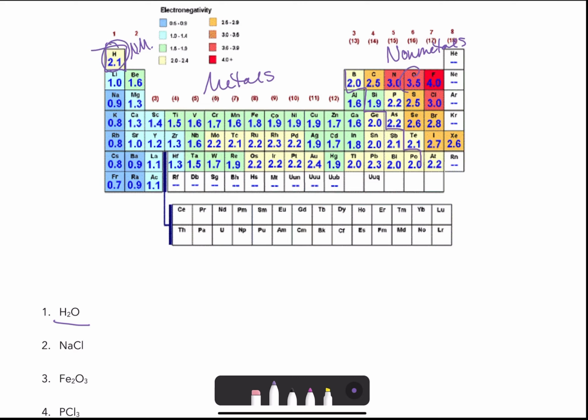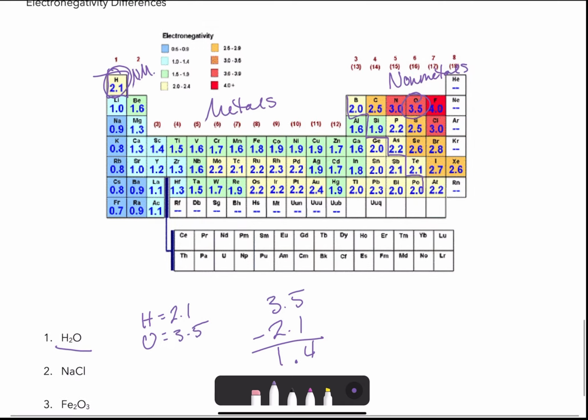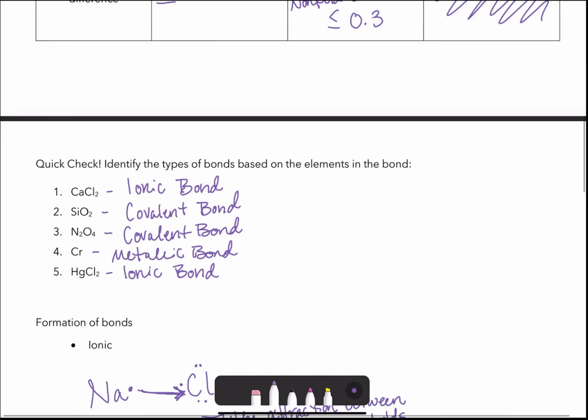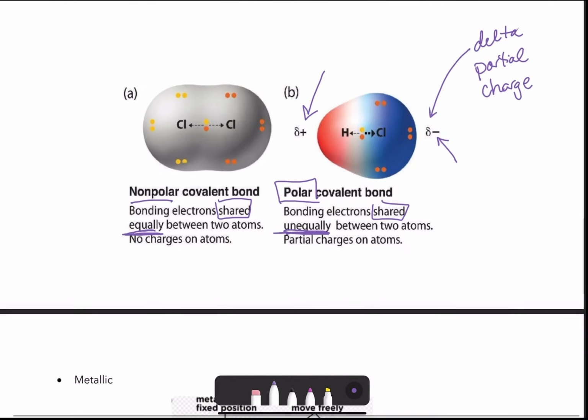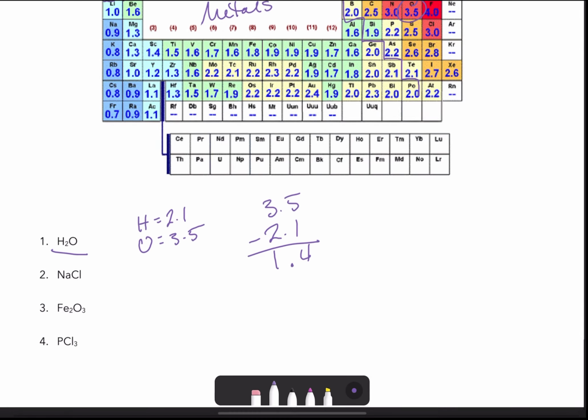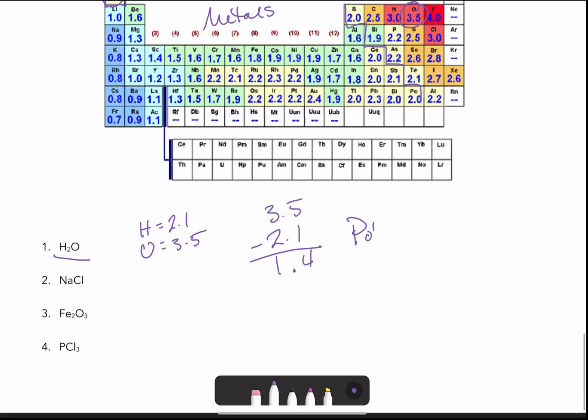Hydrogen's 2.1, oxygen's 3.5. Let's just do a little subtraction, find out the difference. 3.5 minus 2.1, it's 1.4. So now we can go back up to our notes. 1.4, that is in the polar covalent range. So water is a polar covalent bond. So this would be polar covalent.